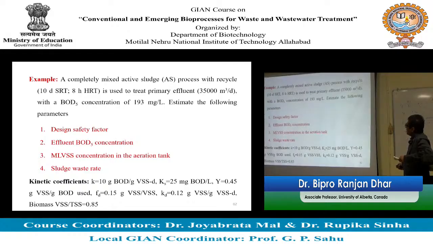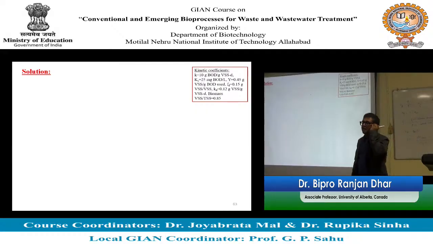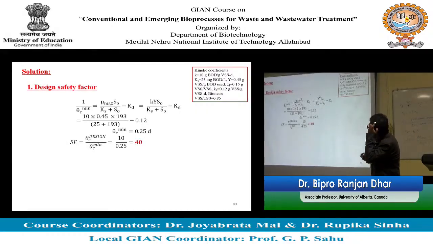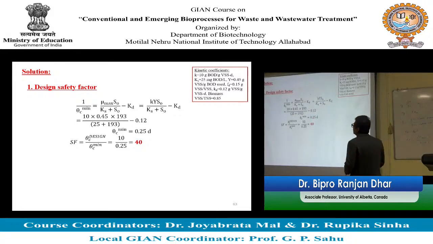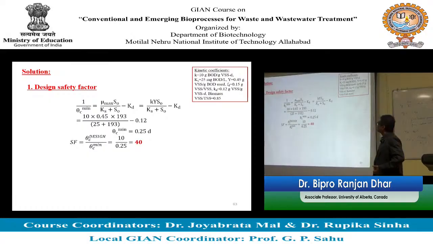And we have the kinetic coefficients, so I just put all the kinetic coefficients here. First, design safety factor: we have an equation, right? Based on the kinetic parameters and initial BOD concentration, we can estimate the minimum SRT. Here the minimum SRT is 0.25 days. But in activated sludge process, the recommendation is from 3 to 14 days, or maybe 3 to 10 days.